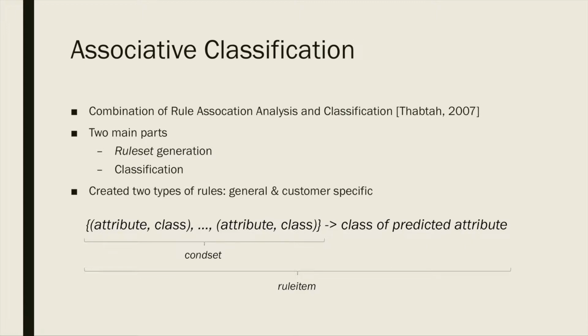So you're looking for rules in the form of what is shown in the bottom of the slide here. The left-hand side of the rule is referred to as the con set, which in traditional rule association analysis is often called an item set, and then the rule as a whole is referred to as a rule item. Associative classifiers have two main parts, one to perform the rule set generation and another that performs the classification.